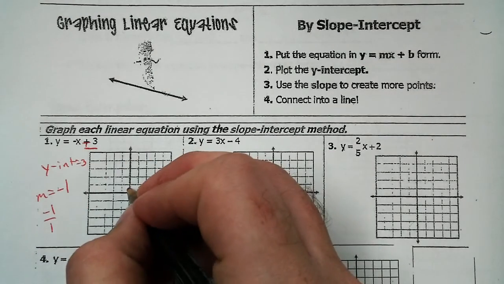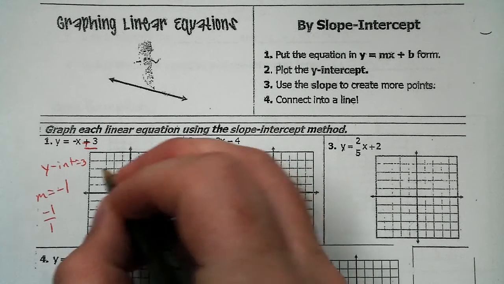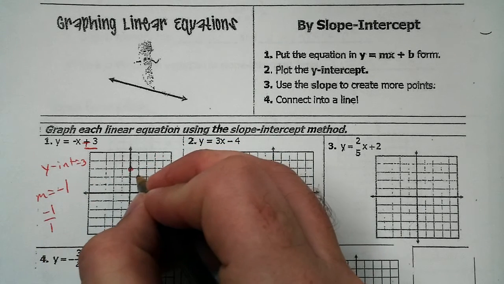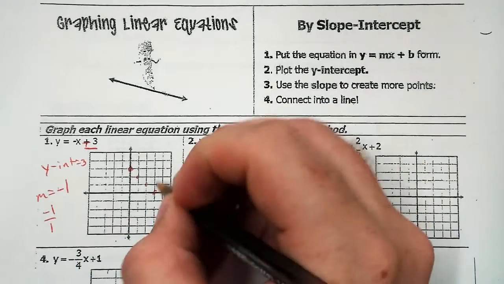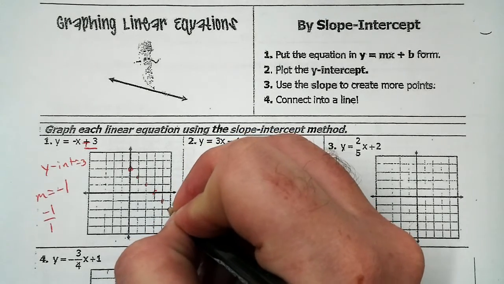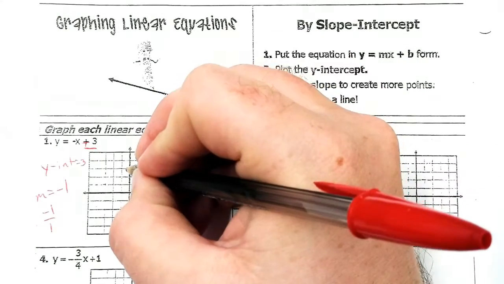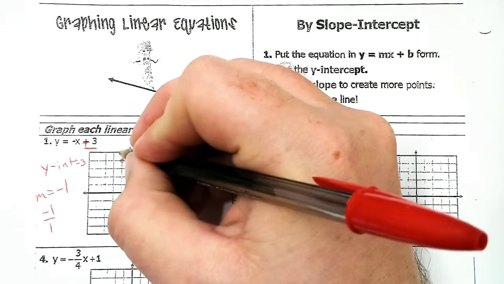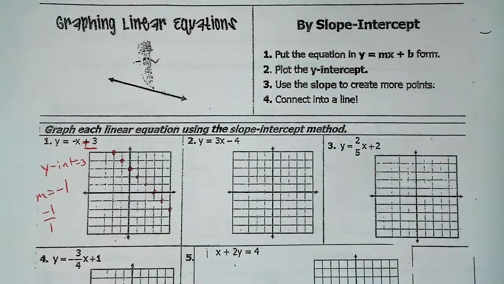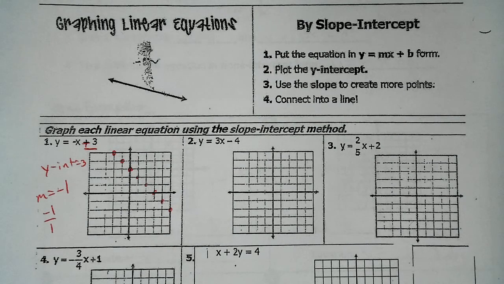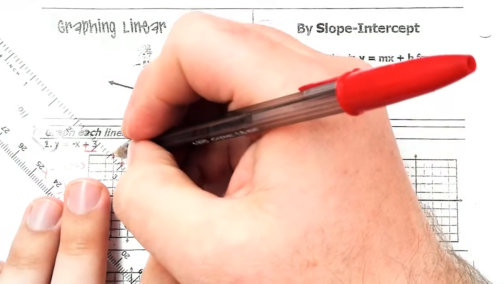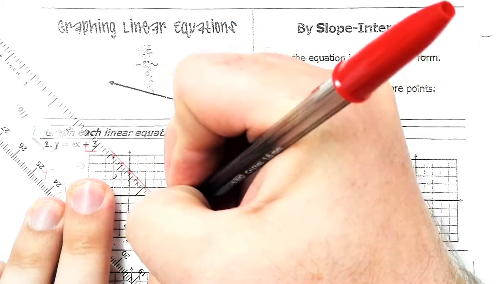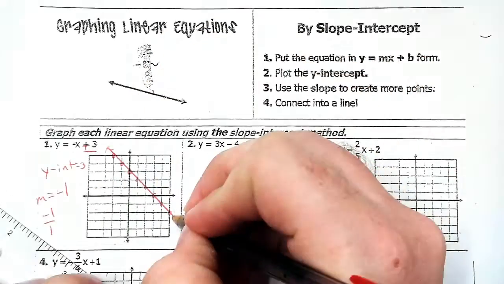So we're going to start at positive 3, 1, 2, 3. And we're going to go down 1 over 1. Down 1 over 1. Now, we could do that until we finish the graph. We can also go backwards. So we can go up 1 over 1 backwards. Really, you only need about 3 points, but if you can fit more on the graph, then go ahead and fit more on the graph. Fourth step, we just connect all those points to make our line. So this is a line of y equals negative x plus 3.